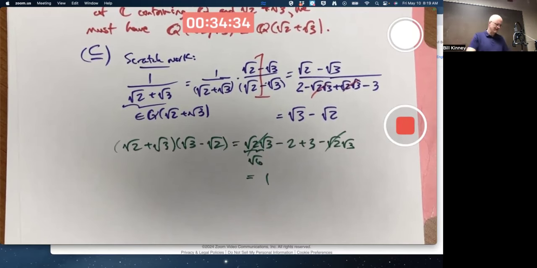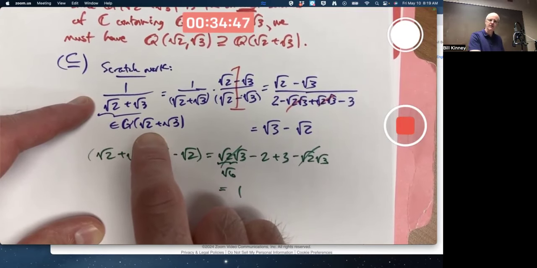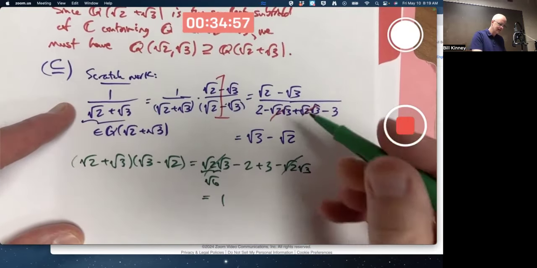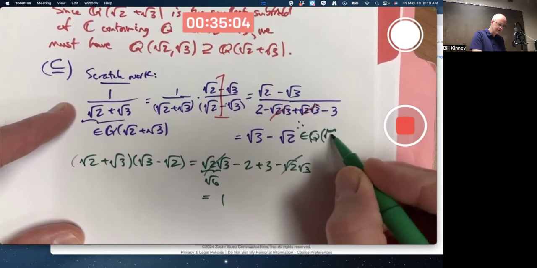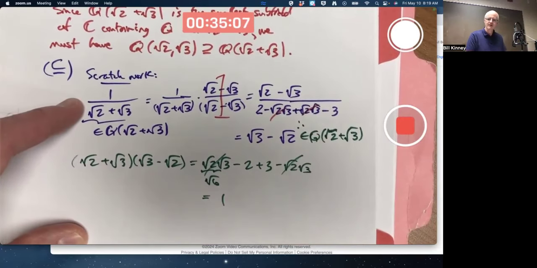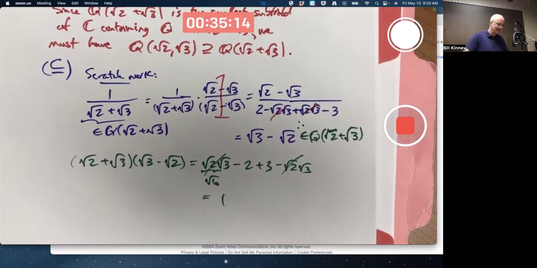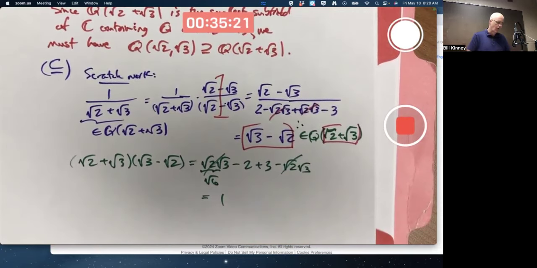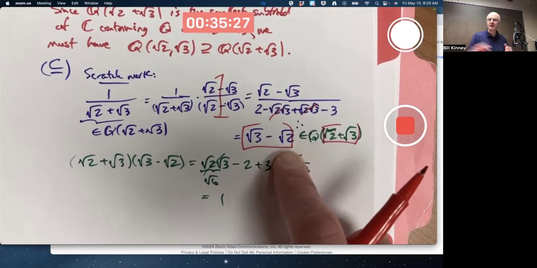All right, is this helpful? We know this is in here because this is a field and square root of 2 plus square root of 3 is in there. So its multiplicative inverse is in there. But that multiplicative inverse is this. Therefore, this is in. Therefore, that's in this field because it equals this thing, which is in the field. And so what? If I take this thing and add this thing, I'll get a field element. Or if I take this thing and subtract that thing, I'll get a field element because of closure.